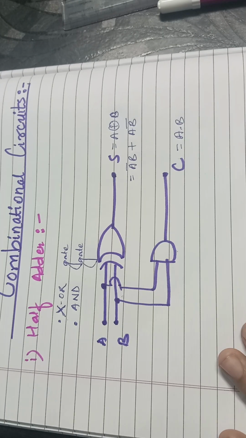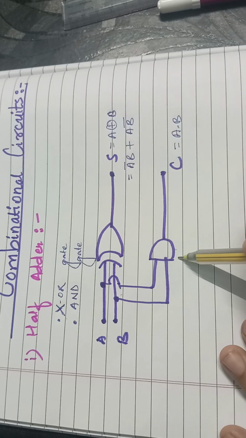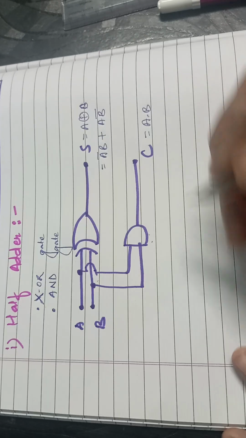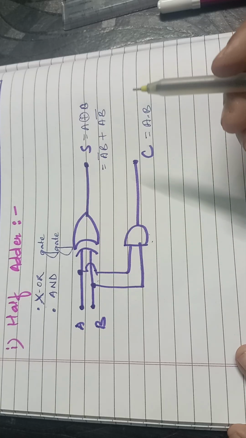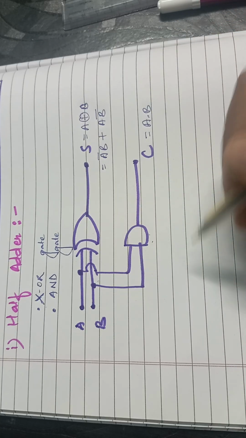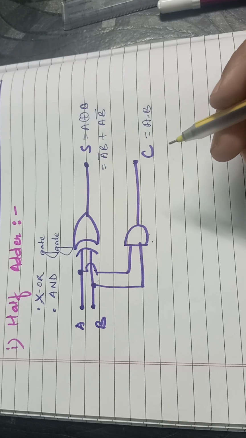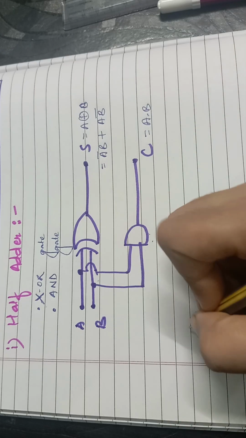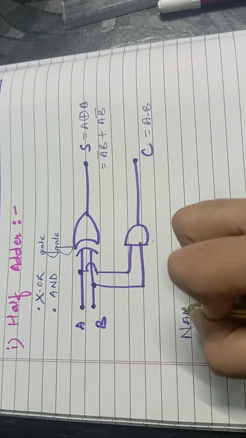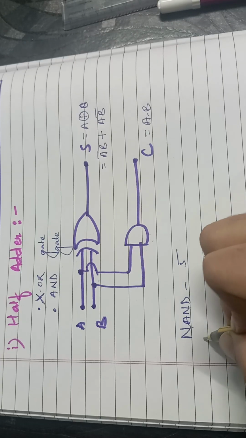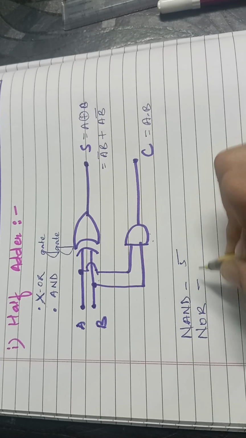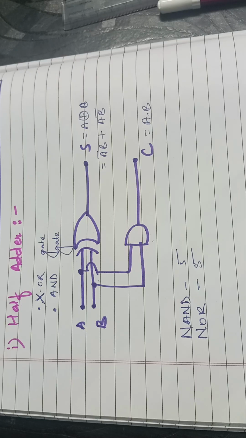Now this is the basic gate, and this is the special gate, and this is the universal gate. If we have to implement using the universal gates NAND and NOR, how many NAND and how many NOR will we need to implement the half adder? 5 NAND will be needed to make a half adder. And for NOR also, 5 NOR will be needed to make a half adder. So this is the half adder.